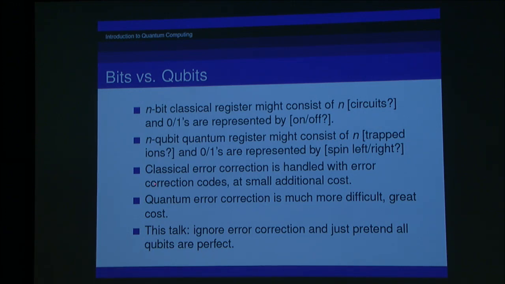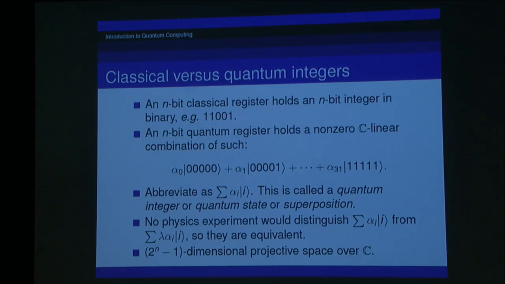The second difference is error correction. Classical error correction is handled with an error correction code at a small additional cost. Quantum is much more difficult, and it is a great cost, so it probably multiplies the size of the machine by a large factor. In this talk, we will ignore error correction and pretend all qubits are perfect.